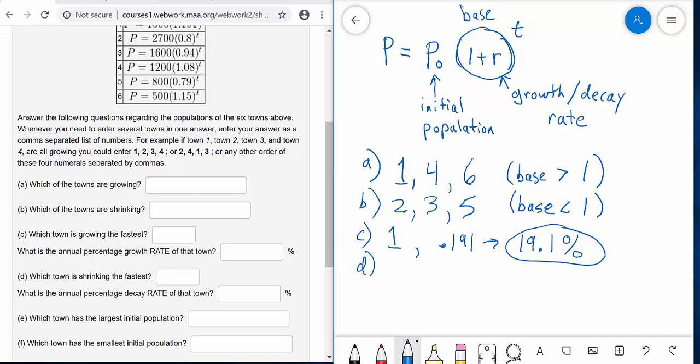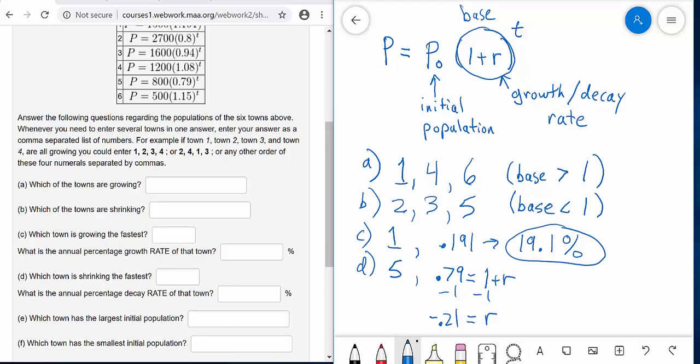So of all the shrinking towns, 2, 3, and 5, 2 has a base of 0.8, 3 is 0.94, and 5 is 0.79. So the smallest base would be for town 5, 0.79. So if we think about 0.79, that is the base 1 plus r. So we can see the decay rate here. If I subtract 1 from both sides, we get a rate r of negative 0.21.